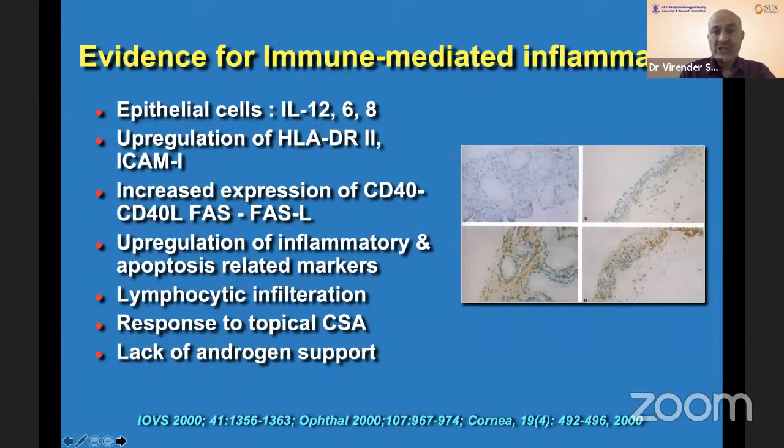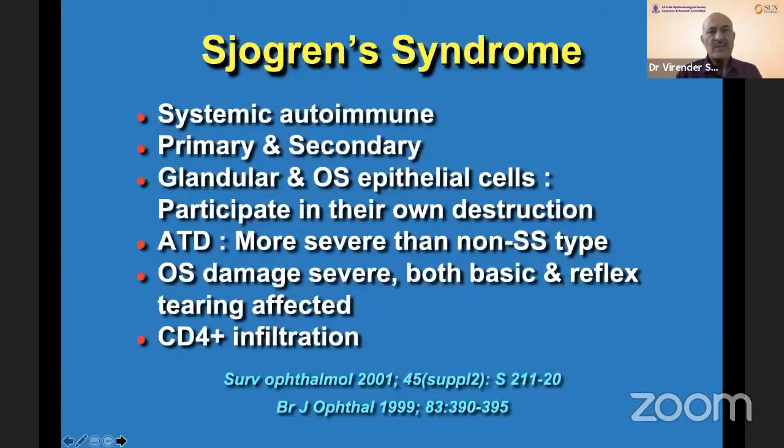dry eye, any dry eye, once it sets in, is an immune-mediated disease. Whether the disease is systemic or organ-specific or tissue-specific, that's the question. So we're talking about Sjogren's syndrome, which is a systemic autoimmune disease. It is primary and secondary. I'll discuss those as we proceed. It's essentially a disease of the glandular and ocular surface epithelial cells, and they participate in their own destruction.